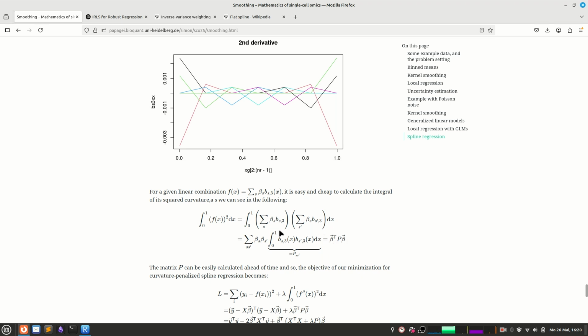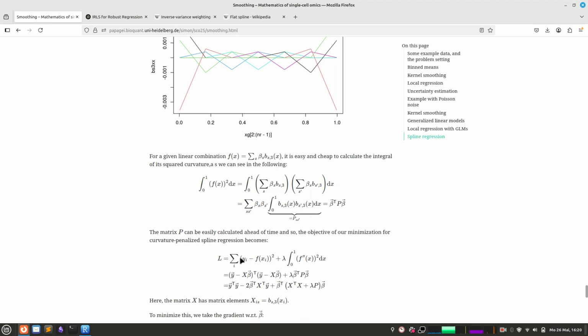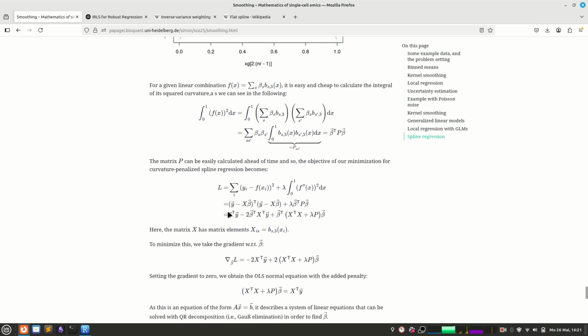And this now means that my whole least square criterion can be written as follows. I have here my usual least square, y minus f(x), and here I have my integral over this thing. This thing I write out as (y minus x beta) times (y minus x beta). And this thing we've just learned we can write as beta times some matrix P times beta, where P contains these pre-calculated values here. And if I now multiply this out, in the end, I get this thing. And this is what I want to minimize.